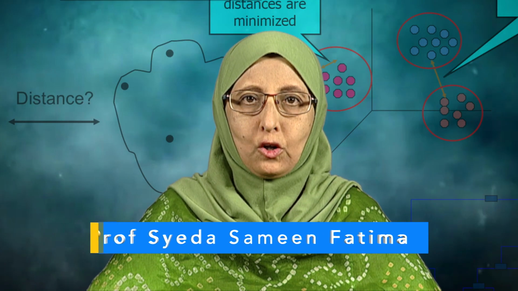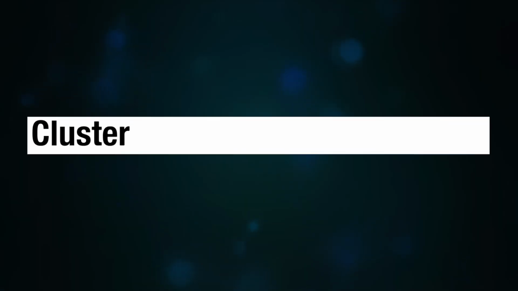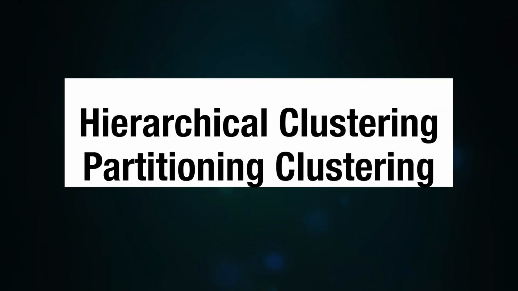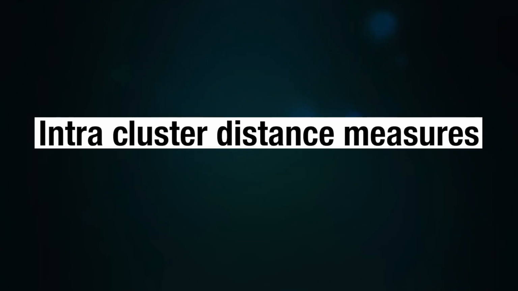The outline of today's talk is as follows. The first thing we will discuss is the cluster analysis basic concepts. Following that, we will discuss two different algorithms under clustering, one hierarchical clustering and two partitioning clustering. Under hierarchical clustering, we will study two different methods, one the agglomerative method and the second is the divisive method. Under hierarchical clustering, we will also see the different intra-cluster distance measures. With these two methods, we will conclude this topic.